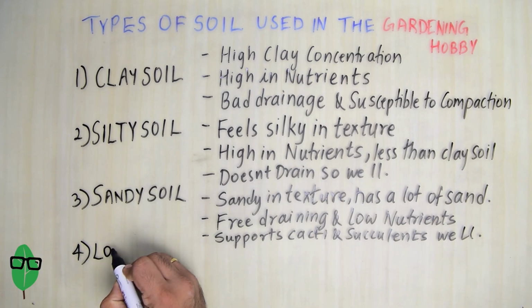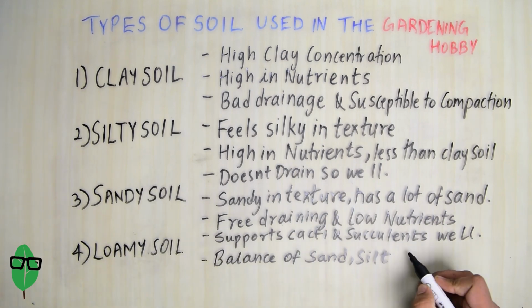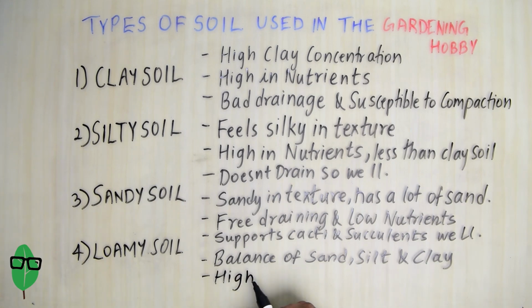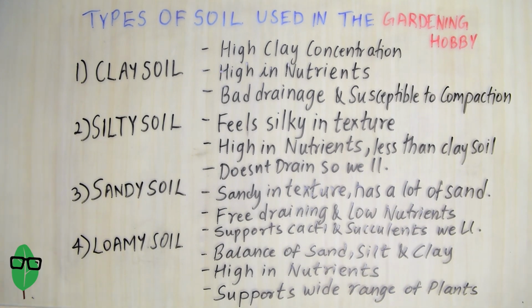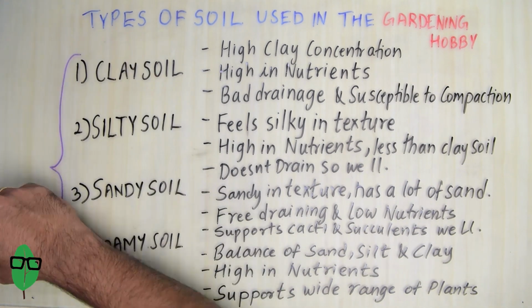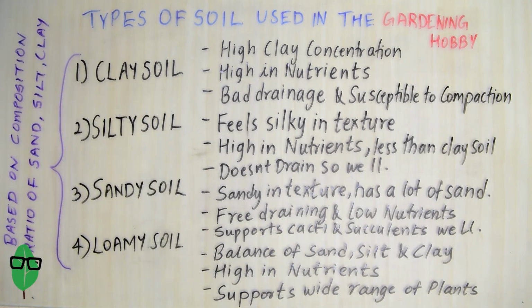Now, loamy soil is a very ideal type of soil. It has a balanced mix of sand, silt and clay. So it's usually high in nutrients because of the presence of clay and silt, and it has a decent amount of drainage also because of the presence of sand in it, and it supports a very wide range of plants. So that is the soil type that you must aim for, loamy soil. So these soils were based on the composition ratio of sand, silt and clay.